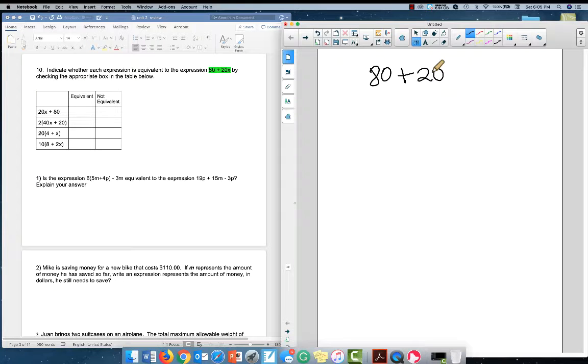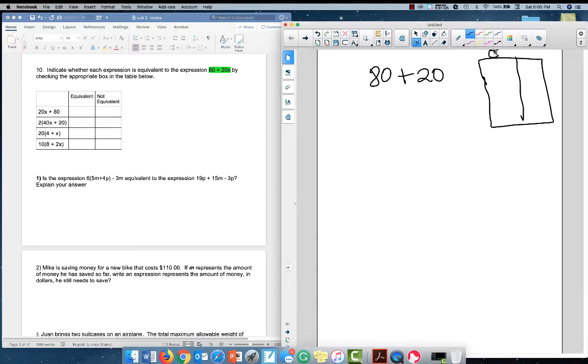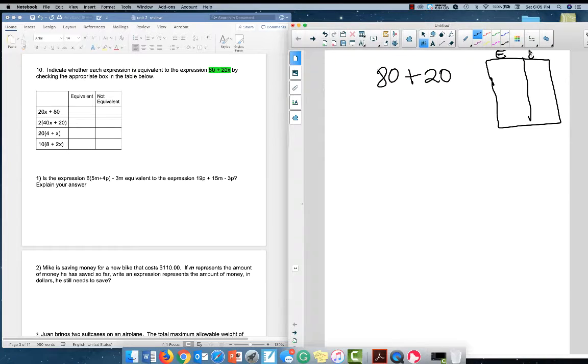Number 10. Check each expression that is equivalent to the expression 80 plus 20x by checking the appropriate box in the table below. So these are the boxes. I'm just going to do the same thing. I'm going to put a box. I'm going to put E for equivalent and E with a no on the side for not equivalent. Okay? I think that sounds fair.